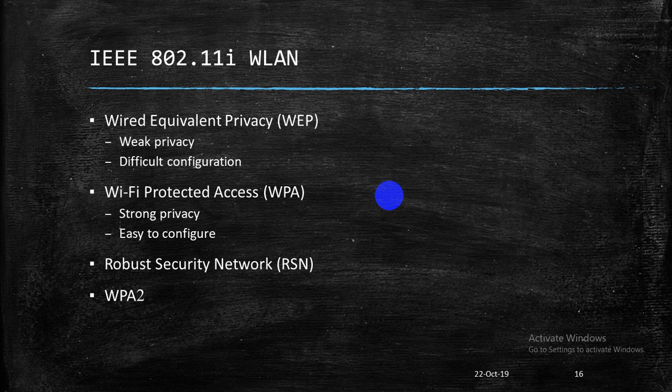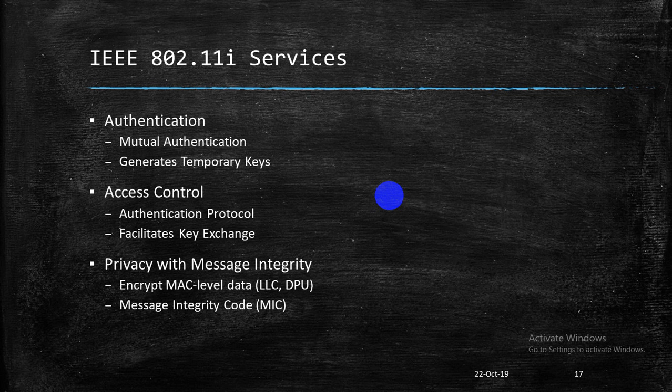IEEE 802.11i is named as robust security network. It is very fast and very secure with WPA2. And let's discuss its services.